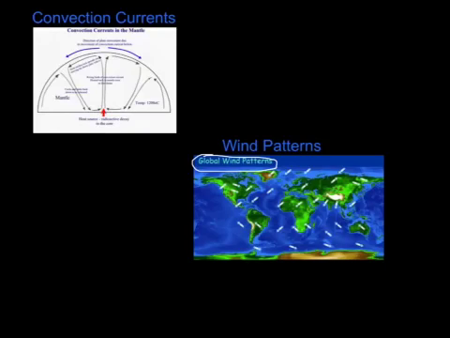Global wind patterns. The region of Earth receiving the sun's direct rays is the equator. Here, air is heated and rises, leaving low pressure areas behind. Moving to about 30 degrees north and south of the equator, the warm air from the equator begins to cool and sink.